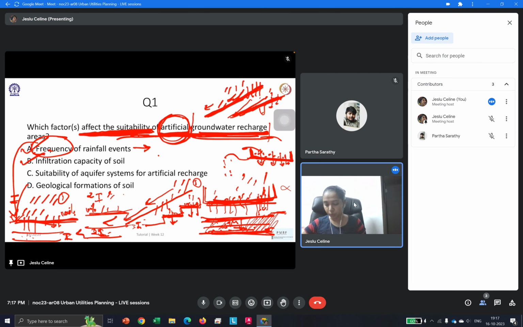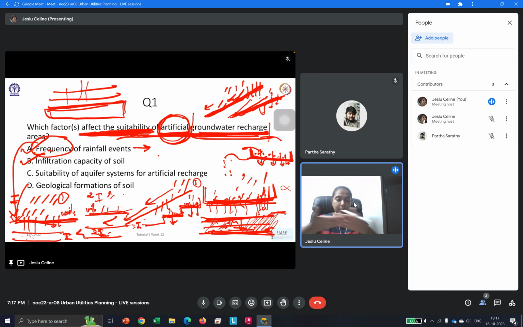Now C, suitability of aquifer systems for artificial recharge. Yes, no? We've been discussing that. I think no. Suitability of aquifer for artificial recharge. So what is an aquifer? When the water goes down, the underground water is held in the aquifer. The aquifer is the layer where the underground water is there.